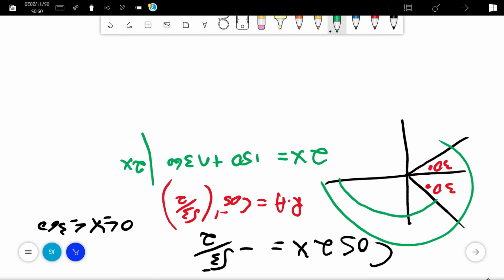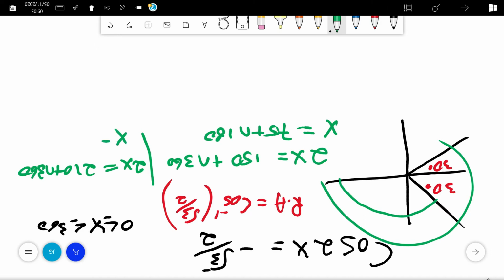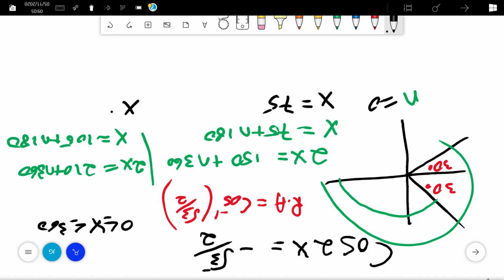If it was just an x and the limit was 0 to 360, I wouldn't have bothered doing the general form. And the other one is 210 plus n360. So then x is equal to 75 plus n times 180, and x is equal to 105 plus n times 180. So let n be 0, so x is equal to 75, and x is equal to 105. And when n is 1, I'm getting x equals 255, and x equal to 285.